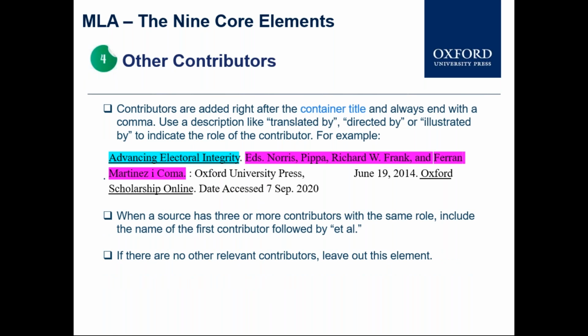Then you have other contributors. How would you write the names of other contributors? This is how the names would come. They'd be separated by a comma, and up to three authors. So the third author will have an "and" before it.